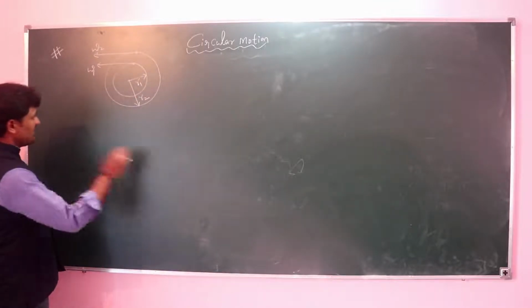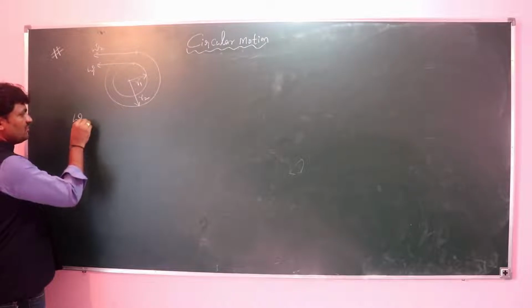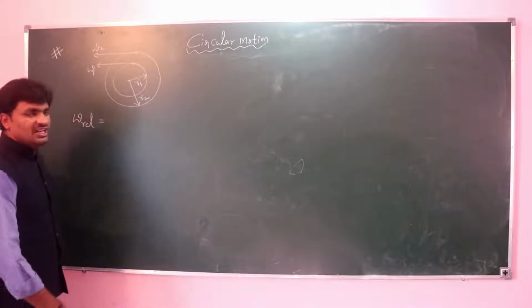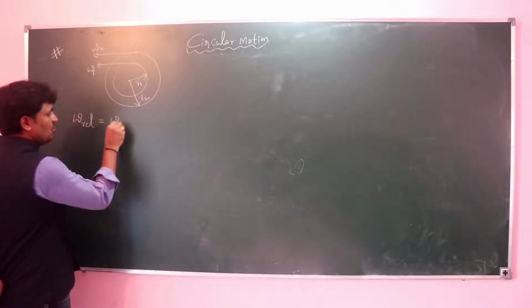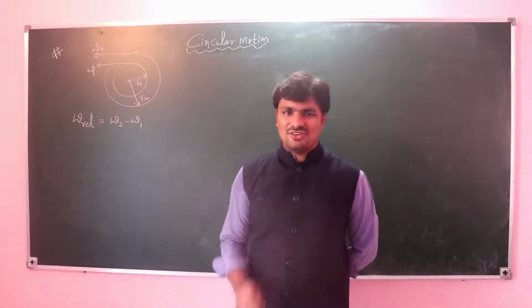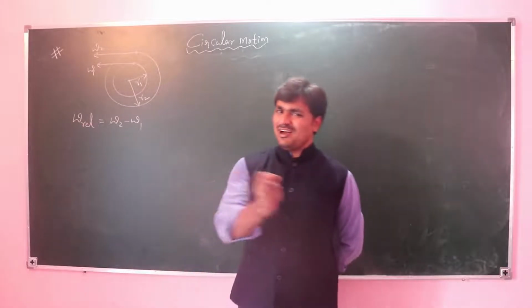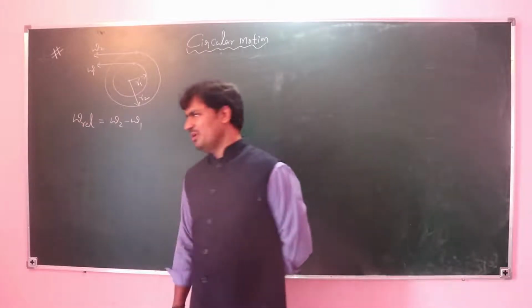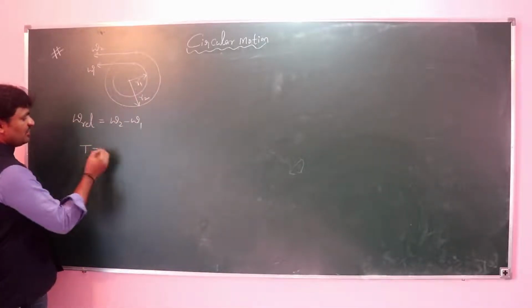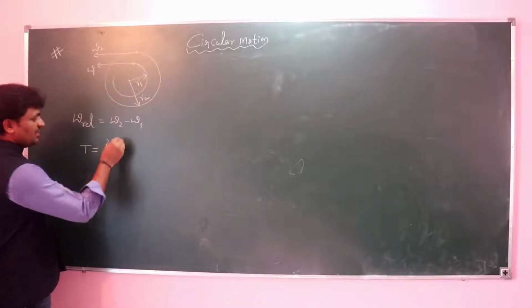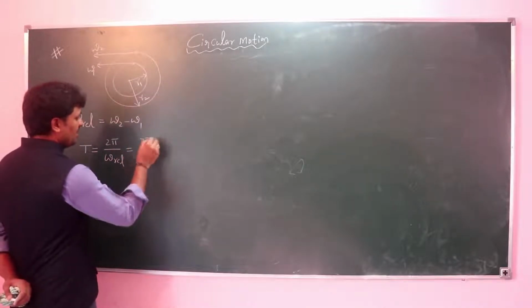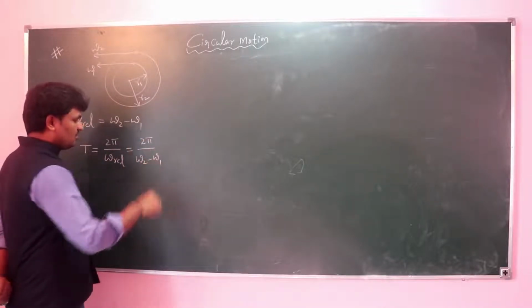First of all, take the relative angular velocity. When both are in the same direction, the relative angular velocity is omega 2 minus omega 1. If both are in opposite directions, then it is omega 1 plus omega 2. So what is the time difference between the two particles? It is 2 pi upon omega relative, which means 2 pi upon omega 2 minus omega 1.